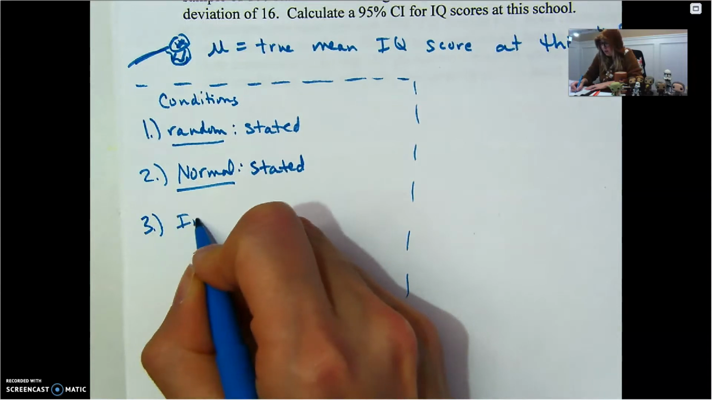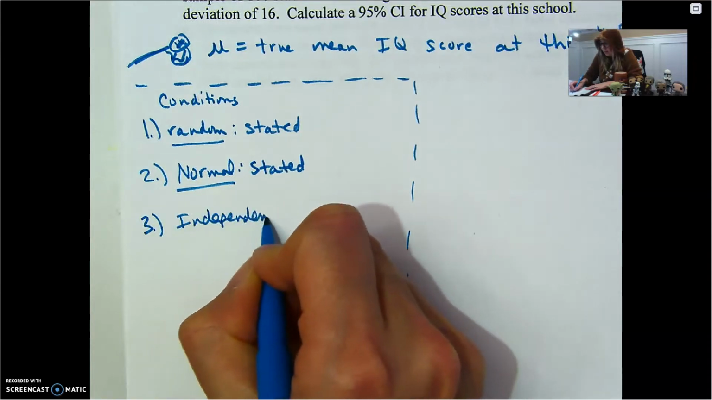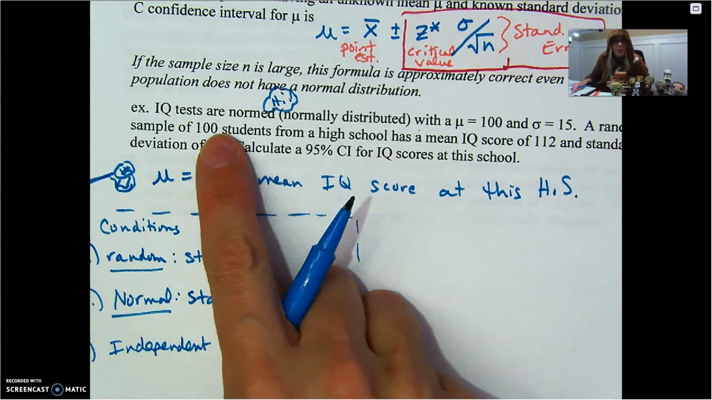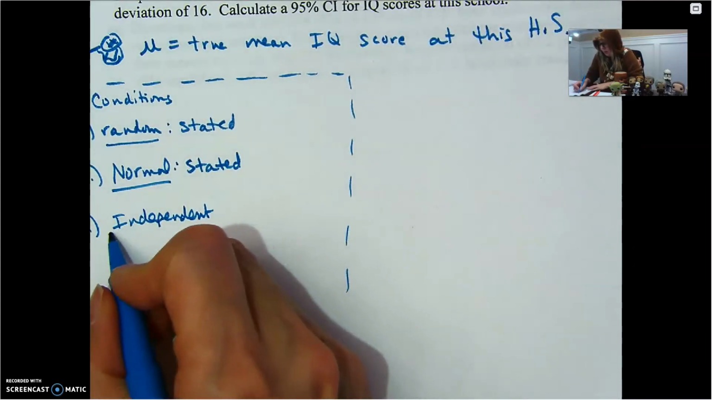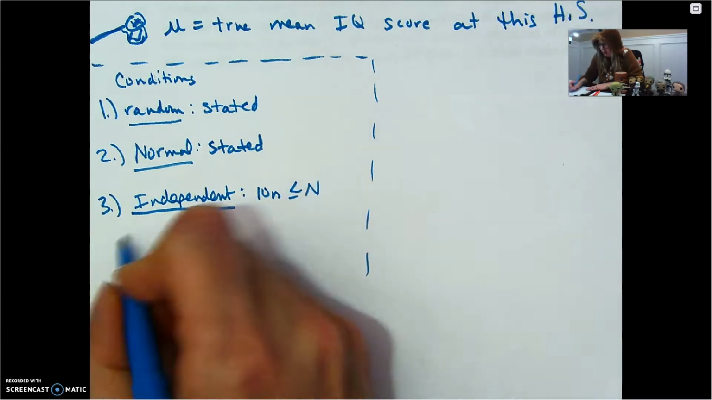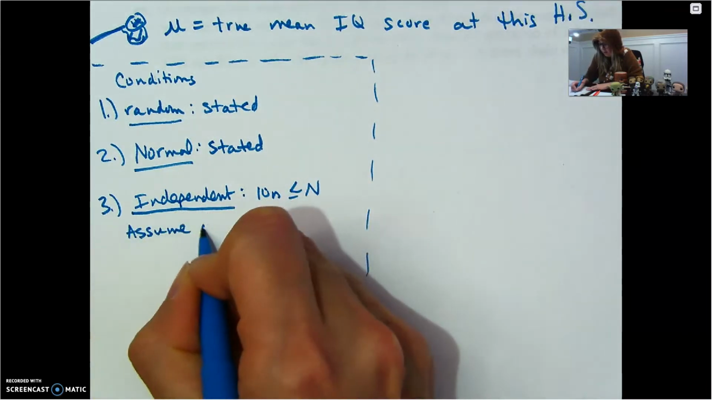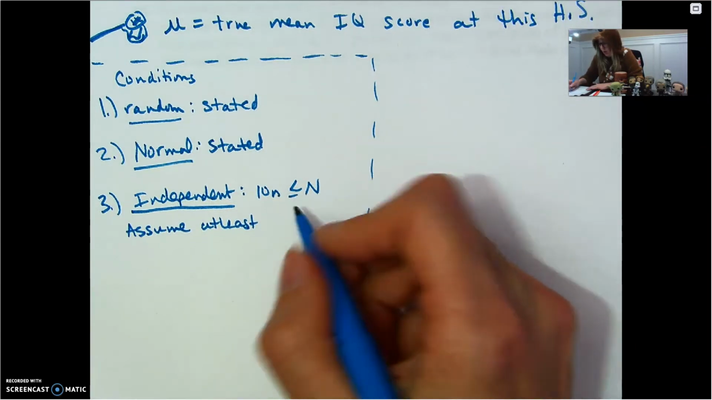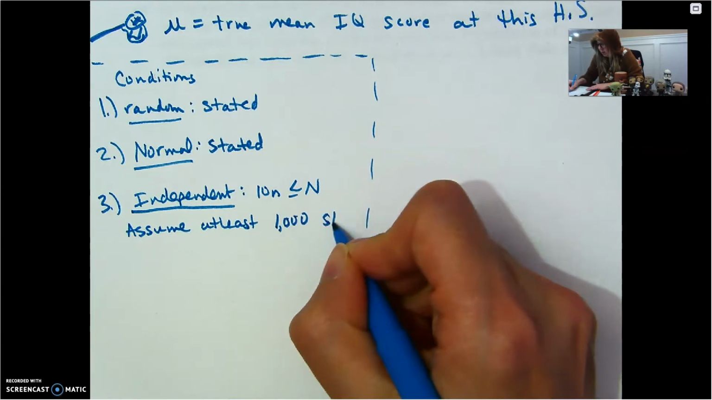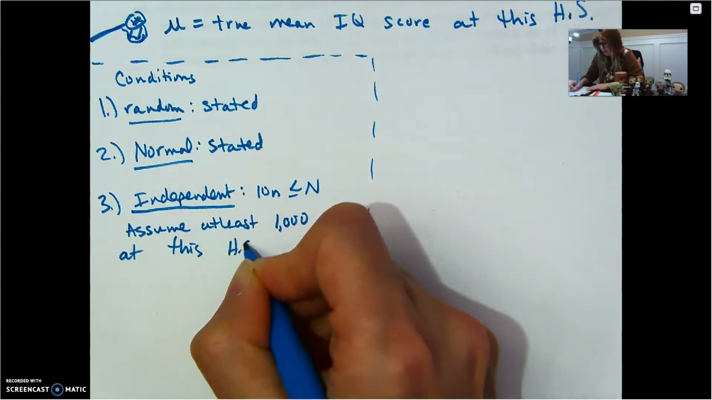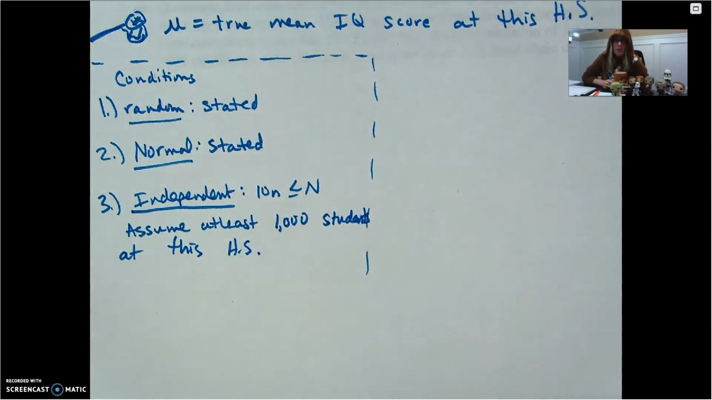Number 3, independent. I'm not sure when they did their sampling of 100 students if they did it with replacement. What if they double dipped? So I need to do a quick little assumption check. It's that 10% condition. We're going to assume at least 10 times 100, the sample size was 100, so we have to assume at least 1,000 students at this high school. If it's a small high school, then that could be an issue. But if it's a school like North Cobb, then we're good.